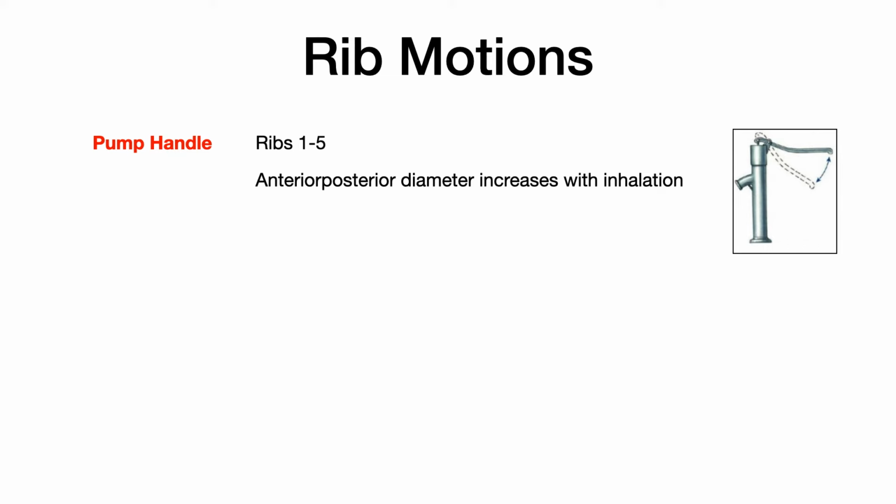For your convenience, I will put pictures of the tools or the items from which these names are derived so you can see what the motion actually looks like. So the reason that ribs 1 through 5 are referred to as having a pump handle motion is because the AP diameter moves exactly like the handle of a pump.